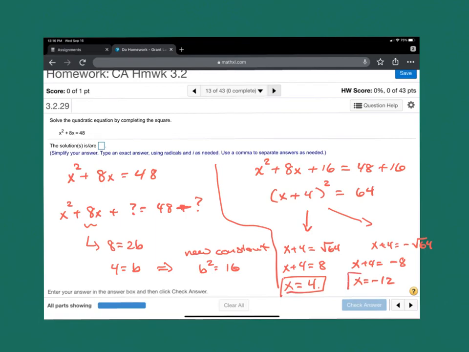And so I can use completing the square to transform the equation into something where I can use the square root property to then find the solutions to the equation.